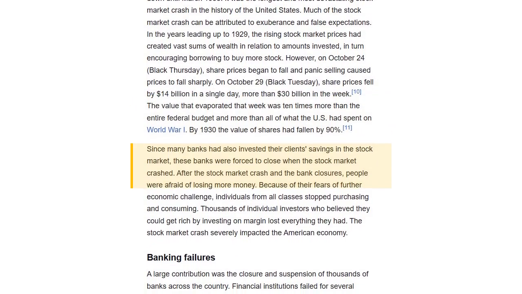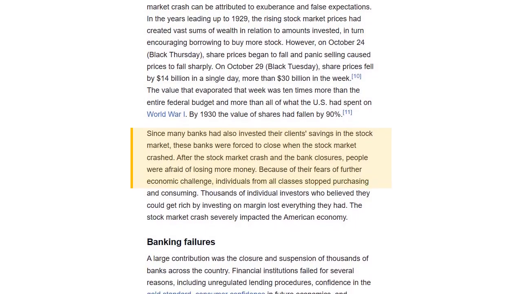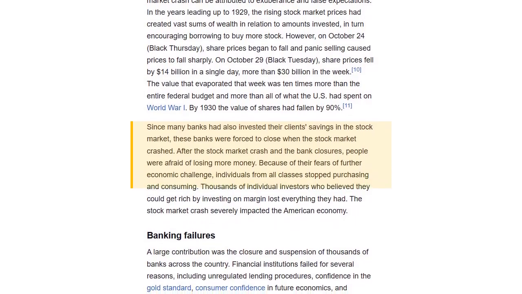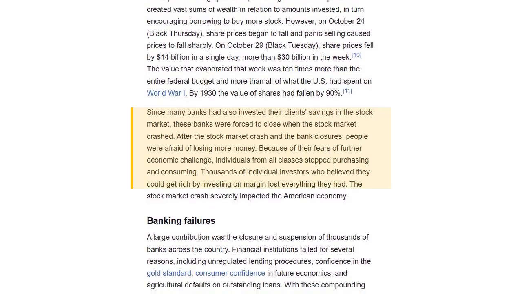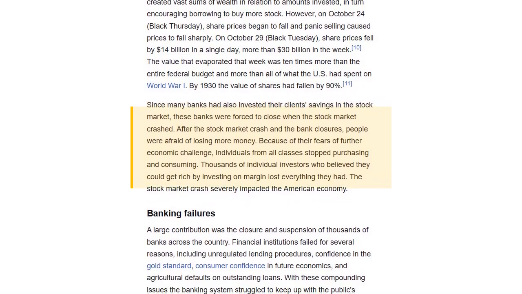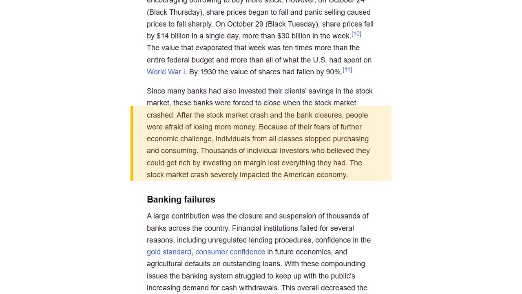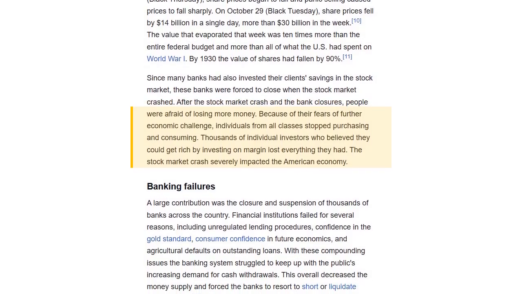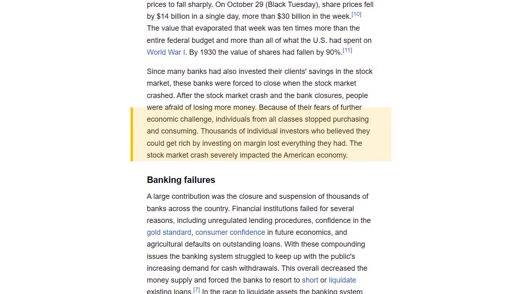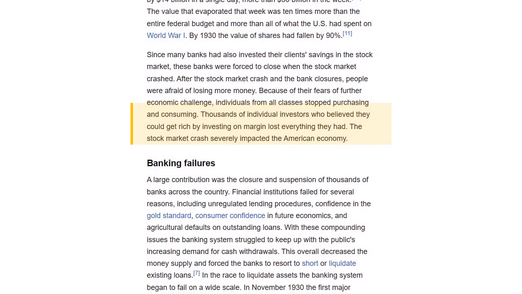Since many banks had also invested their clients' savings in the stock market, these banks were forced to close when the stock market crashed. After the stock market crash and the bank closures, people were afraid of losing more money. Because of their fears of further economic challenge, individuals from all classes stopped purchasing and consuming. Thousands of individual investors who believed they could get rich by investing on margin lost everything they had. The stock market crash severely impacted the American economy.